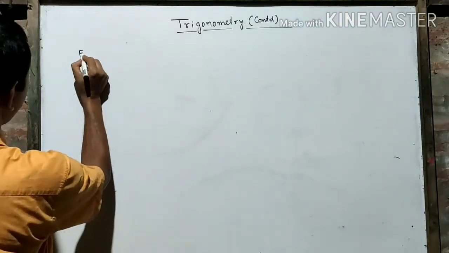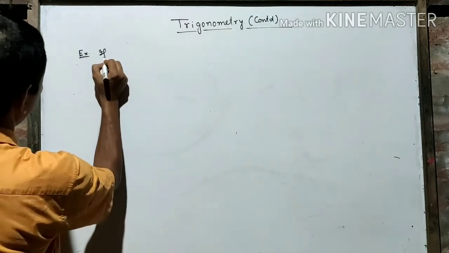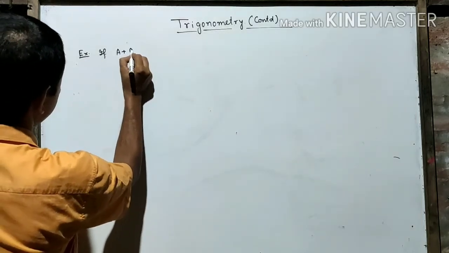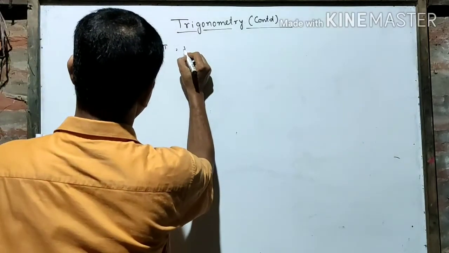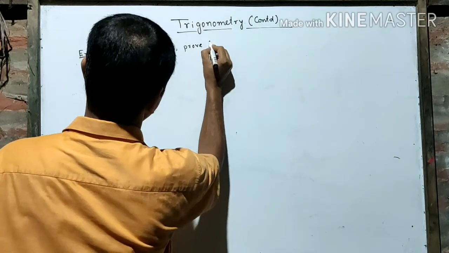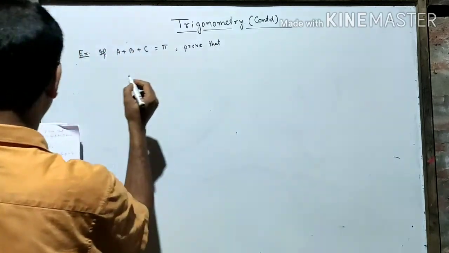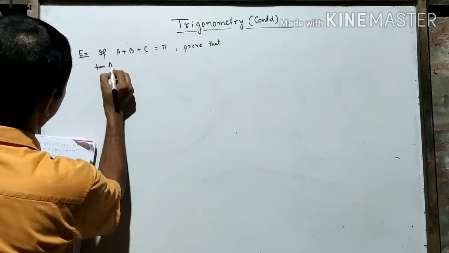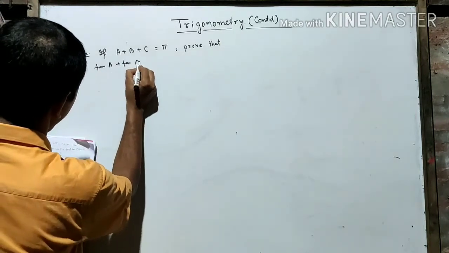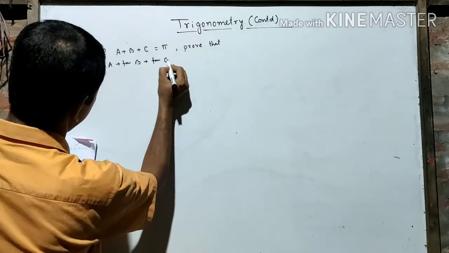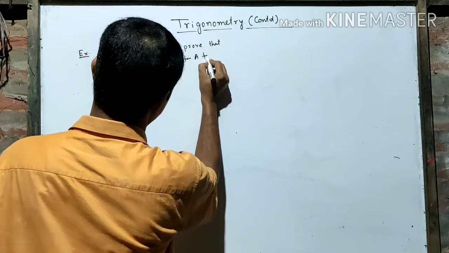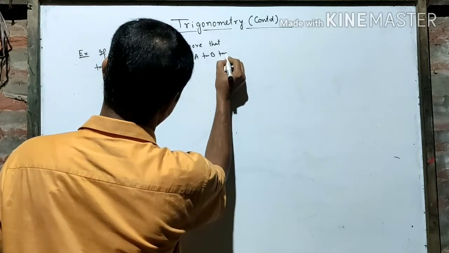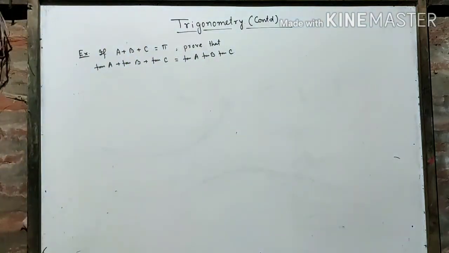Here it is. Question is, if A plus B plus C is equal to π, prove that tan A plus tan B plus tan C is equal to tan A into tan B into tan C.